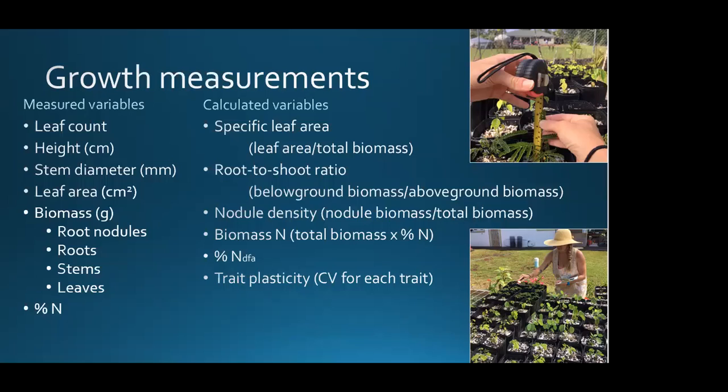Samples were then pooled per individual for isotope analysis with 10 replicates per treatment per species. Calculated variables included allocation ratios and percent NDFA, and also trait plasticity. Plant biomass is an indicator of the effects of nitrogen limitation on plant productivity. Root nodule mass is a measure of structural allocation to nitrogen fixation, and percent NDFA indicates how much nitrogen has been fixed over the lifetime of the plant. It means nitrogen derived from fixation.